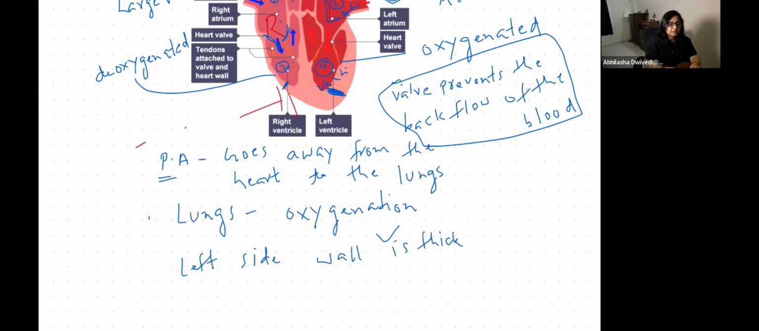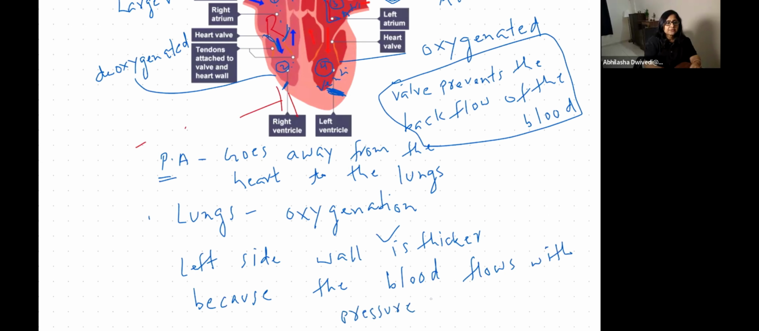because the blood flows with pressure. Why? Because it is oxygenated. Okay. So that's why it is thicker. And this side, it is thinner. Why is it thinner? Because the blood is flowing slower.